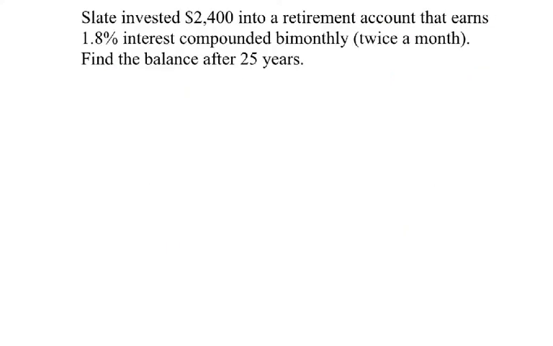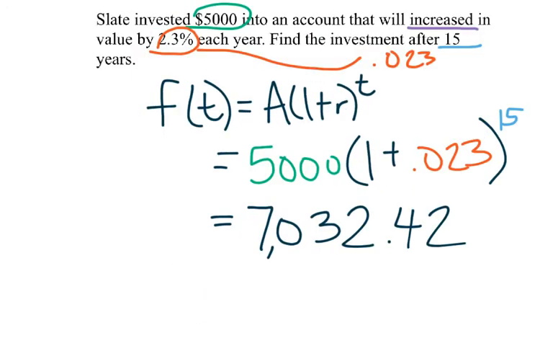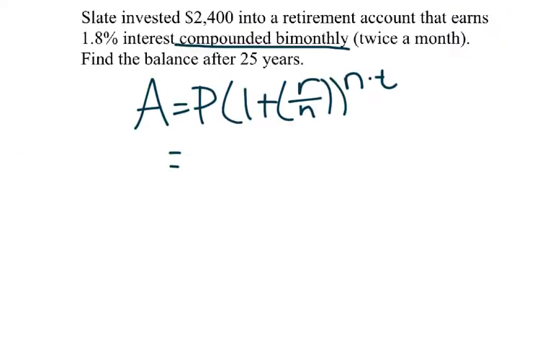Alright. Notice this one says compounded bi-monthly. It does not say compounding continuously. So we're definitely not going to use this formula. We're going to use the other compound interest formula. Okay, so P is what we start with, so 2400.